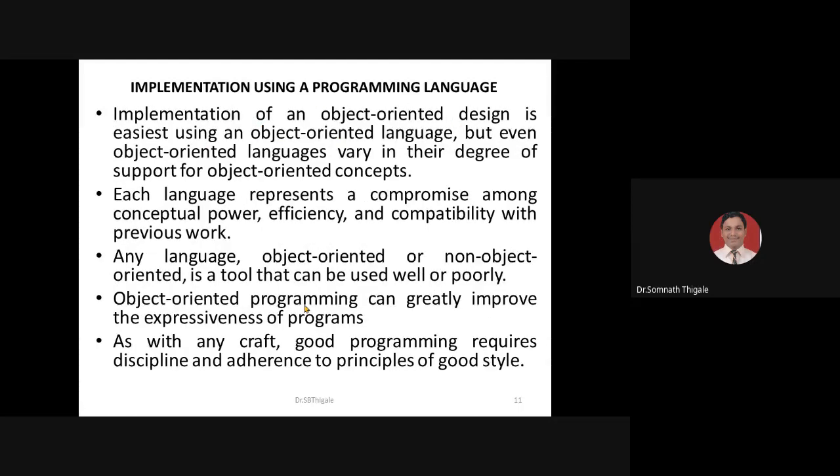So simply I can say that implementation of an object-oriented design is easiest using an object-oriented language. But even object-oriented languages vary in their degree of support for object-oriented concepts. Yes, correct. In case of C++, the object-oriented concept, and in case of Java, the object-oriented concept. Both languages support object-oriented concepts, but the way they implement them is somewhat different. For example, multi-level inheritance and multiple inheritance. Sometimes we may face a problem in the multiple inheritance implementation in Java.